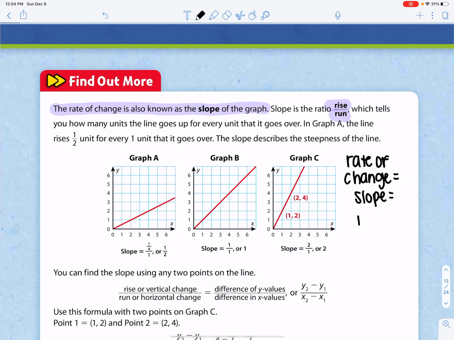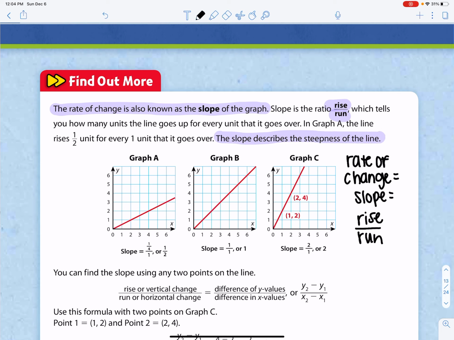Okay, slope is equal to rise over run, which tells you how many units the line goes up for every unit that it goes over. In graph A, the line rises 1/2 unit for every 1 unit that it goes over. The slope describes the steepness of the line. That's very important.